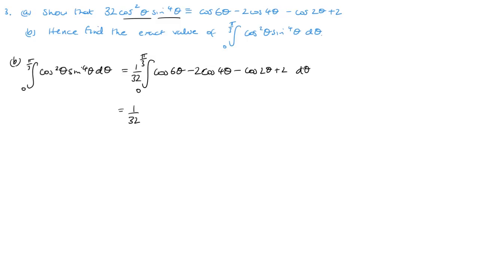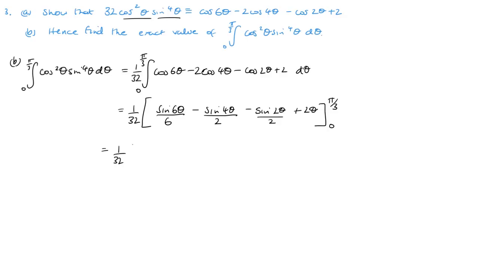So 1 over 32. Now cos integrates to sine. So sine 6 theta over 6 minus sine 4 theta. Now it would be divided by 4, but obviously it was times by 2, so that's going to be divided by 2, minus sine 2 theta over 2 plus 2 theta. And between pi by 3 and 0. So as we said before, substituting in 0 is going to give me 0. So I won't need to worry about that one.